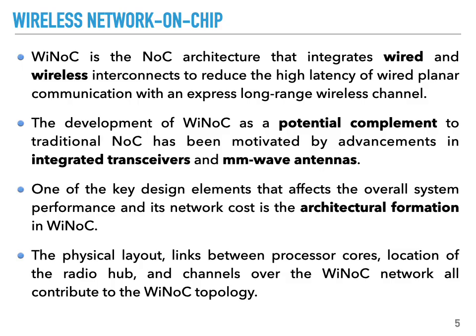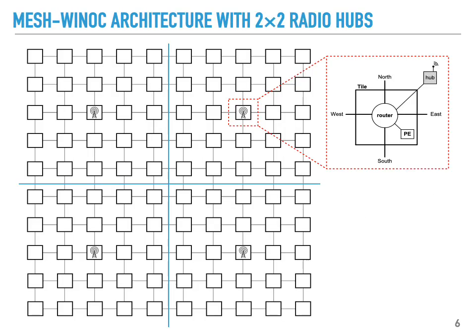One of the key design elements that affect the overall system performance and its network cost is the architectural formation of WNOCs. For example, the physical layout, links between the processor cores, the location of the radio hubs, and the number of wireless channels adopted over the WNOC networks all contribute to the WNOC performance.